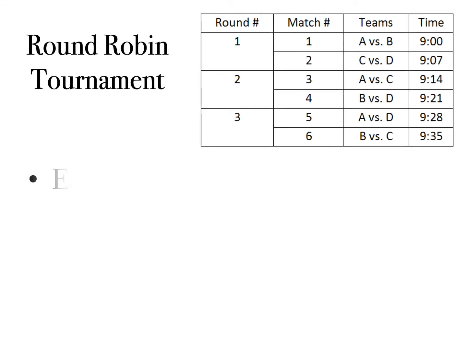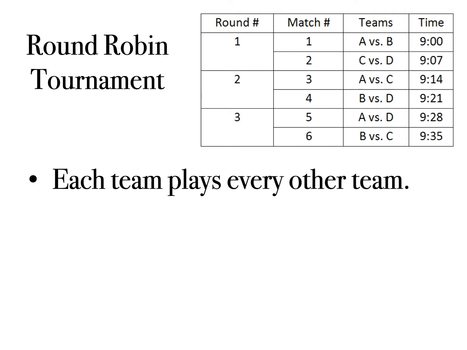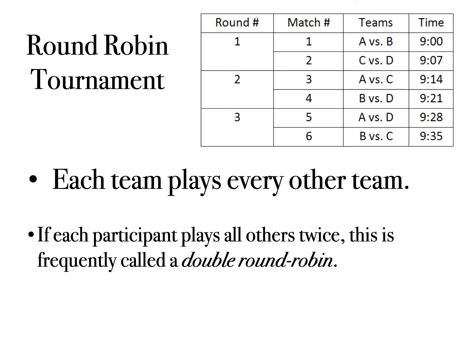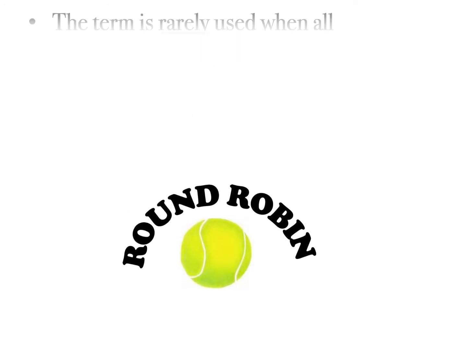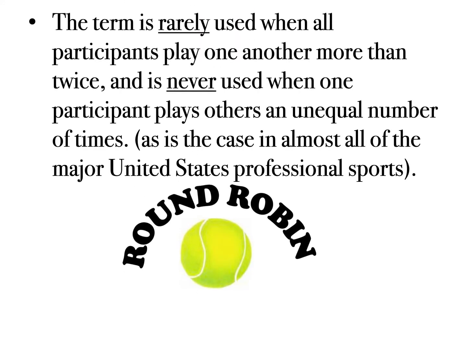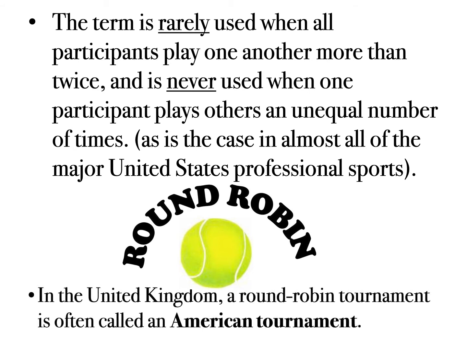A round robin tournament is when each team plays every other team. If each participant plays each other twice, this is frequently called a double round robin. Now, the term is rarely used when all the participants play one another more than twice, and it's never used when one participant plays others an unequal number of times. This is the case in a lot of major United States professional sports. In the UK, they call a round robin tournament an American tournament.